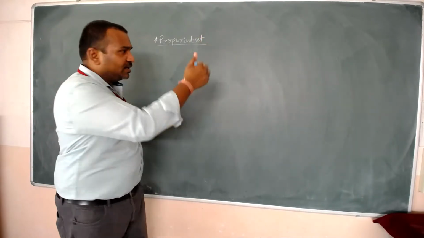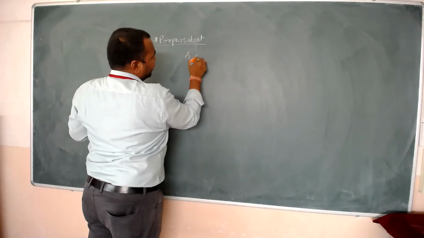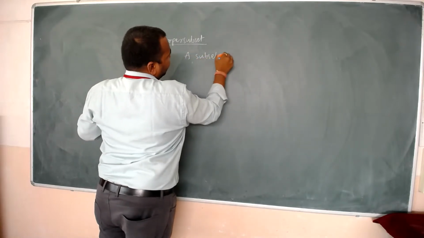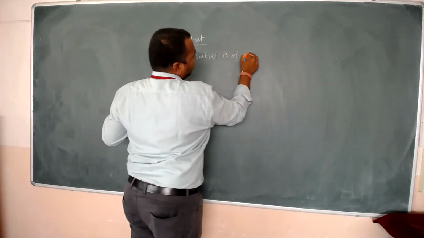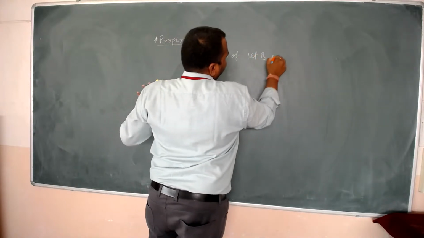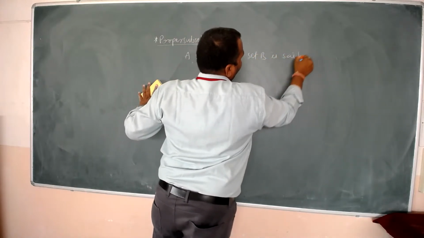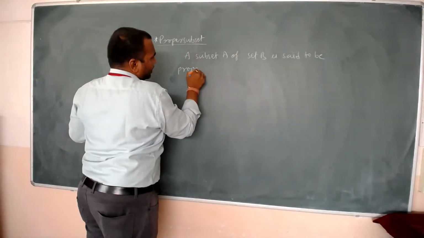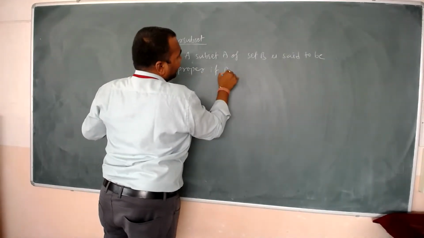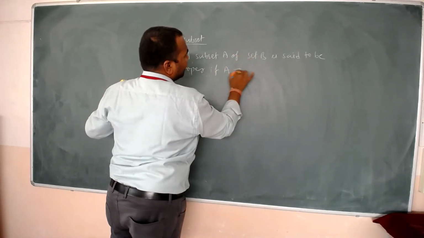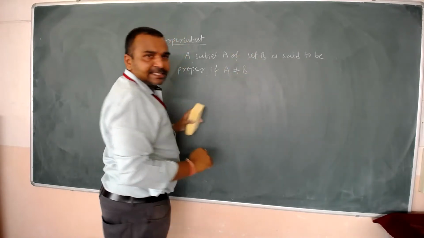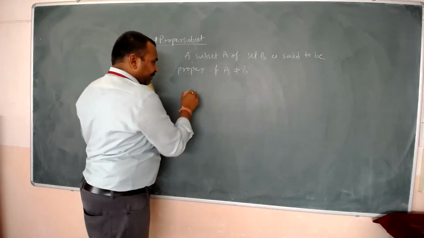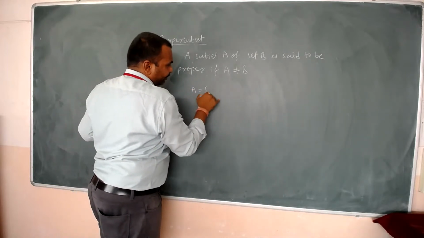I will write it again here. A subset capital A of set B is said to be proper if A is not equal to B. See here, I will write one example.